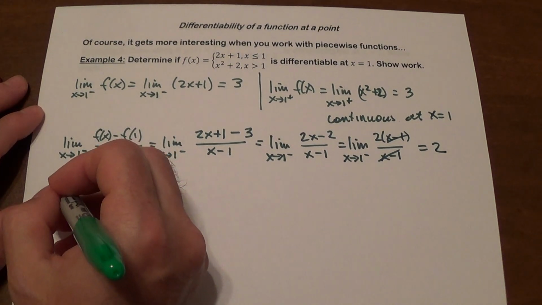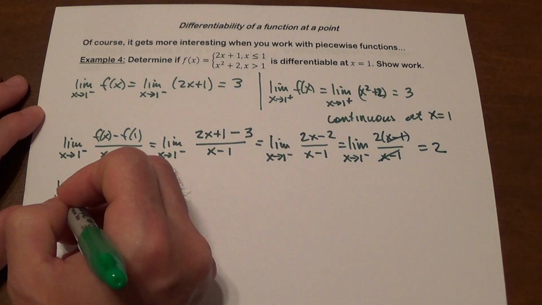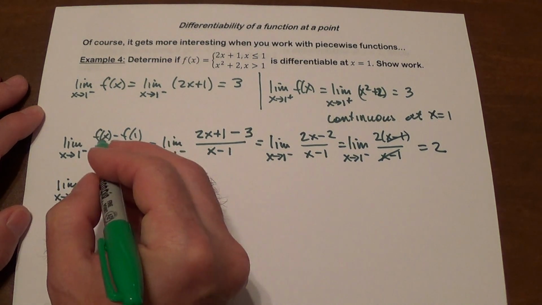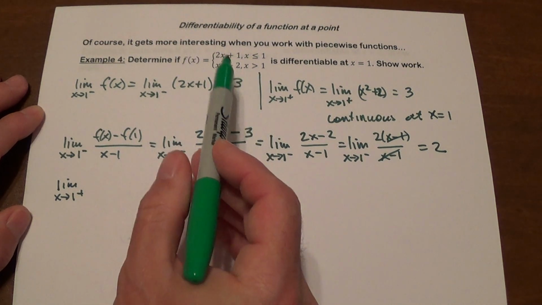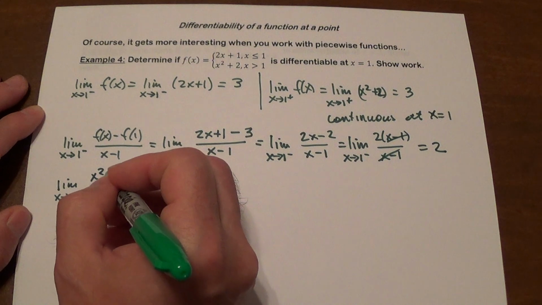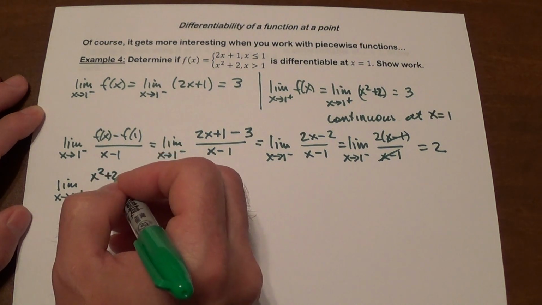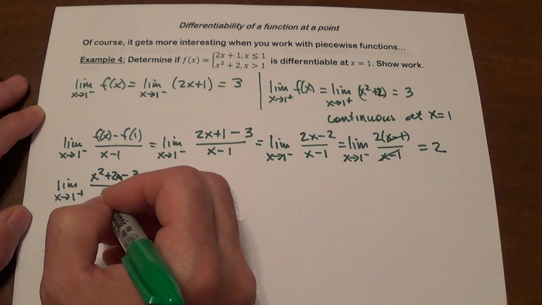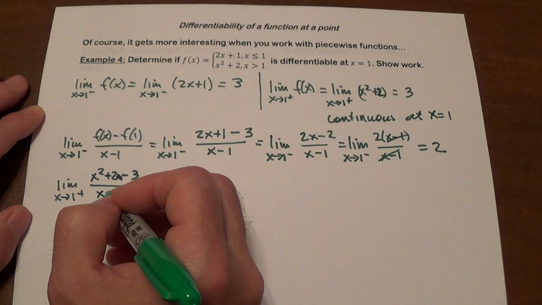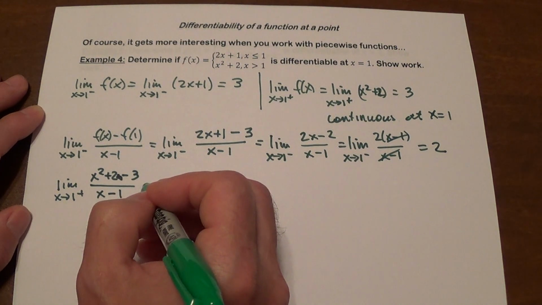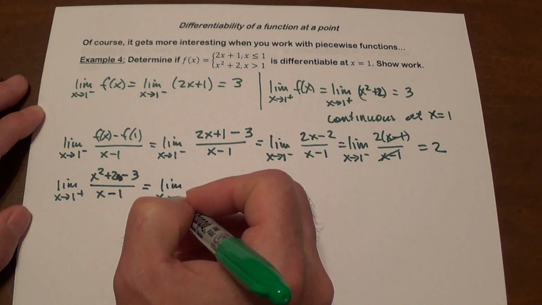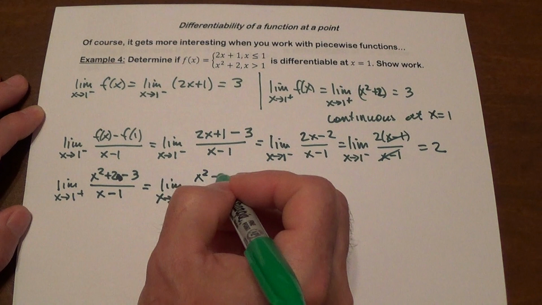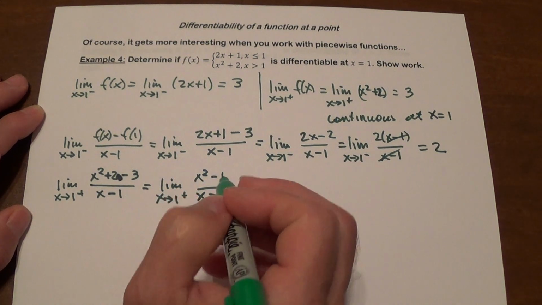What about the one on the right side? The limit as x approaches 1 from the right. So same expression here, but the function is going to be different because the right side is the second function. It is going to be x squared plus 2 minus 3. X squared plus 2, correct, minus 3 over x minus 1. So this is going to be the limit as x approaches 1 from the right of x squared minus 1 divided by x minus 1.